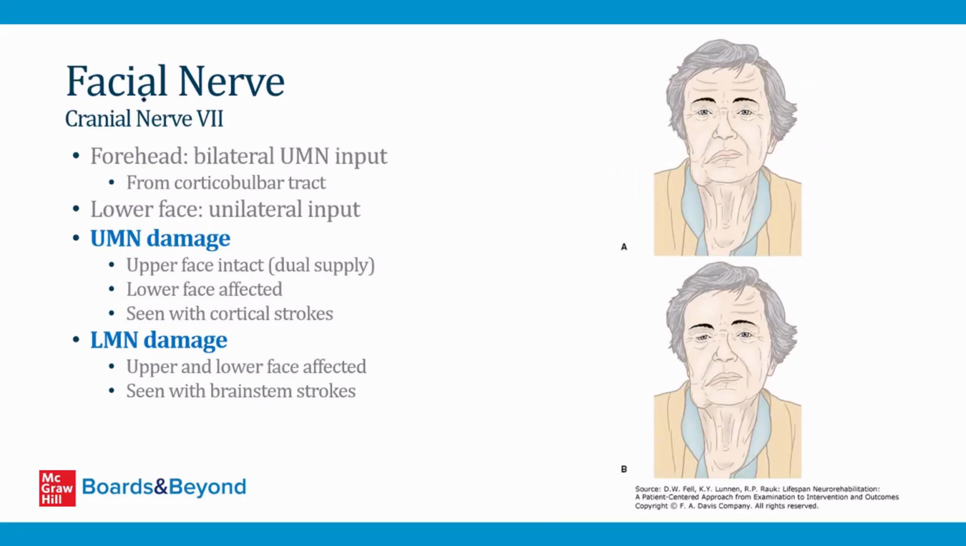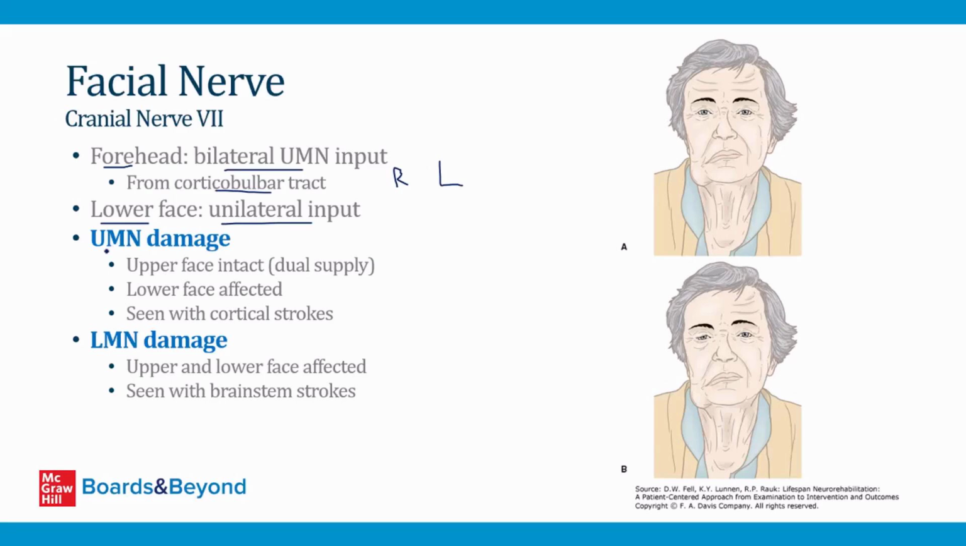There's a quirk about the facial nerve that has to do with the forehead muscles, so let's talk about that now. So the muscles of the forehead are innervated by the facial nerve, but the fibers that go to the forehead receive bilateral upper motor neuron input from the corticobulbar tract. So they receive upper motor neuron input from the right cortex and also the left cortex. The lower face, everything outside the forehead is different. Those nerve fibers of the facial nerve receive unilateral input from the corticobulbar tract. They only have a single upper motor neuron controlling their actions.